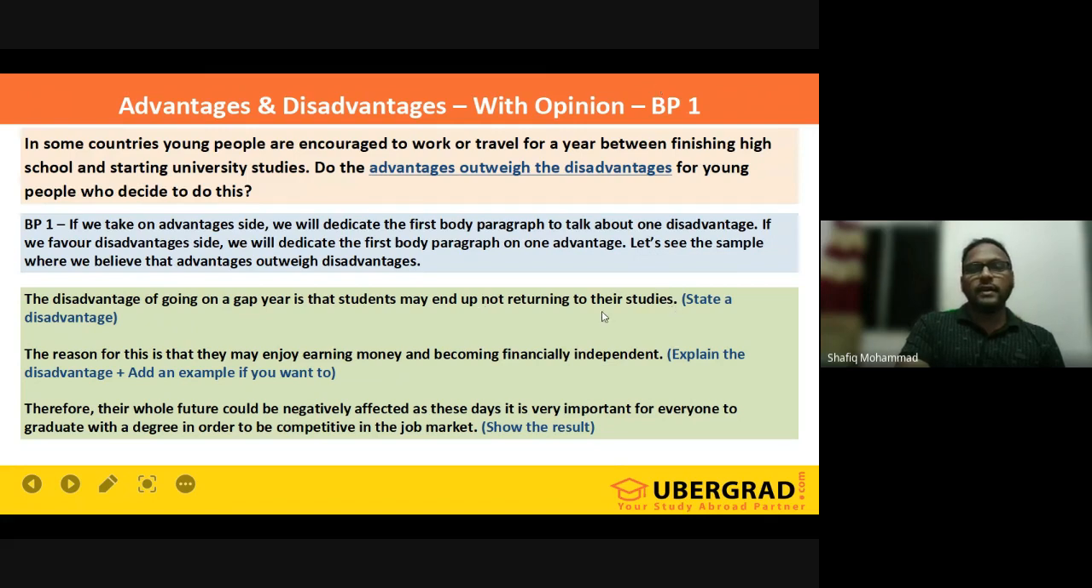So here you're supporting a disadvantage, you're supporting an advantage. That's why you're writing about a disadvantage first, then you'll write about advantages, which is your supporting thing. Okay. The reason for this is that they may enjoy earning money and becoming financially independent. So you're giving the explanation to it. So add an example if you want. Okay. Therefore, their whole future would be negatively affected, as these days it is very important for everyone to graduate with a degree in order to be competitive in the job market, right?